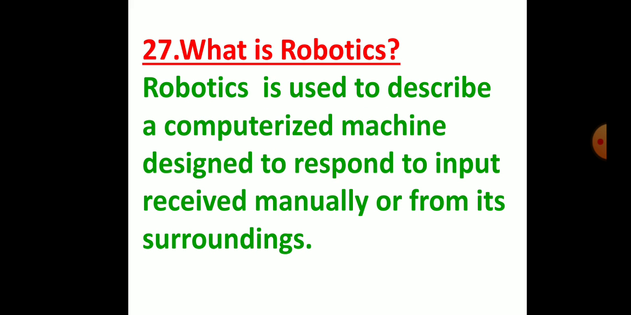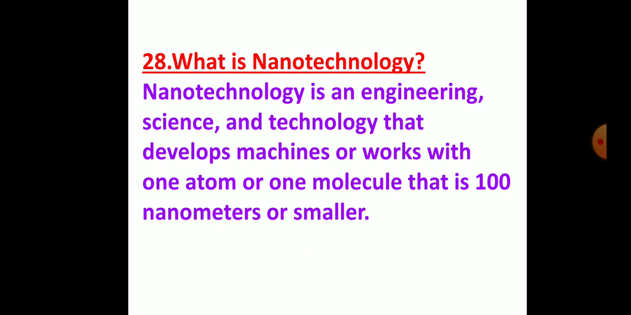What is robotics? Robotics is used to describe a computerized machine designed to respond to input received manually or from its surroundings. What is nanotechnology? Nanotechnology is an engineering, science and technology that develops machines or works with one atom or one molecule that is 100 nanometers or smaller.